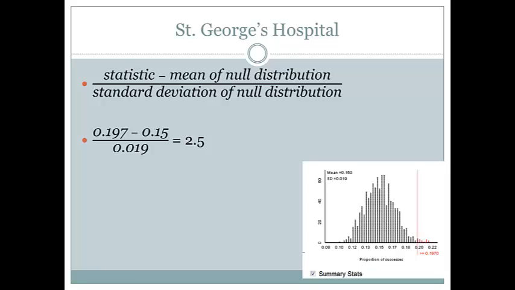We divide by the standard deviation of the null distribution. This value can be found, as shown in the lower right-hand corner screen capture, by clicking Summary Statistics and looking at the standard deviation of the null distribution from the simulation. In this case, that standard deviation is about 0.019. So the value of the standardized statistic z for the St. George's Hospital data is about 2.5.